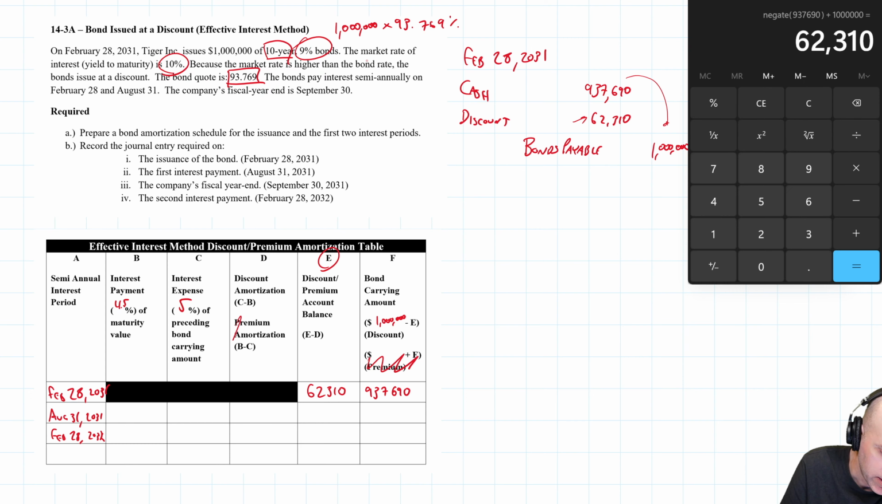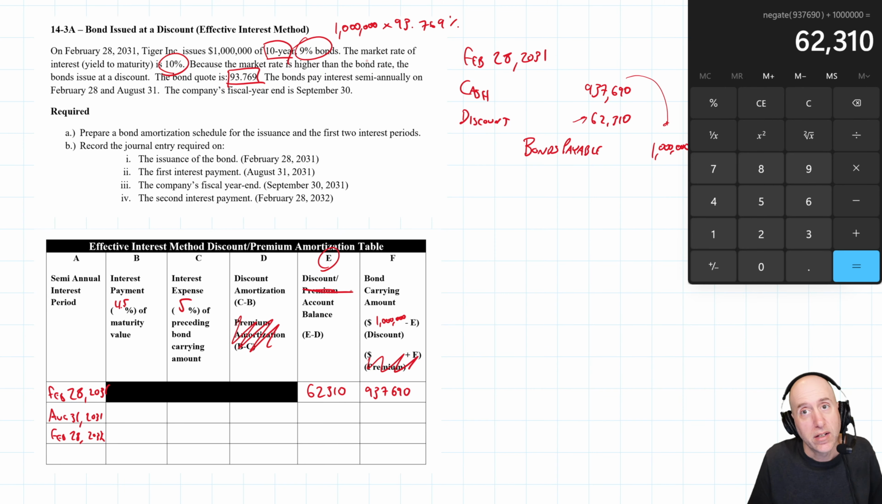We've got discount amortization, not premium amortization, and we got a discount account balance, not a premium account balance. Okay, at that point, the table is set. The challenge here is setting the table. Once you start filling it in, it's not too bad.